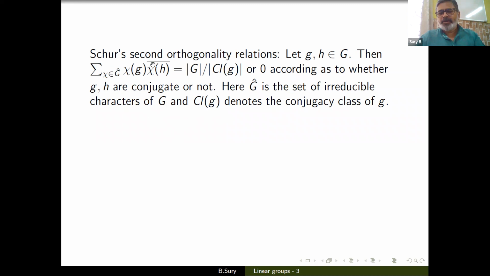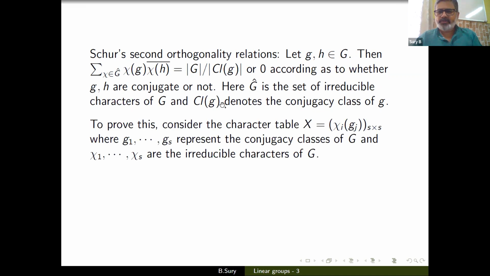Earlier, what was the first one? The sum of chi1 of g times chi2 of g was either order of G or 0. Here it is the order of the centralizer of g, where g and h are in the same conjugacy class. Of course, the cardinality of the conjugacy class is the same for g and h. They are conjugate, right? So this is the number of elements in the centralizer of g.